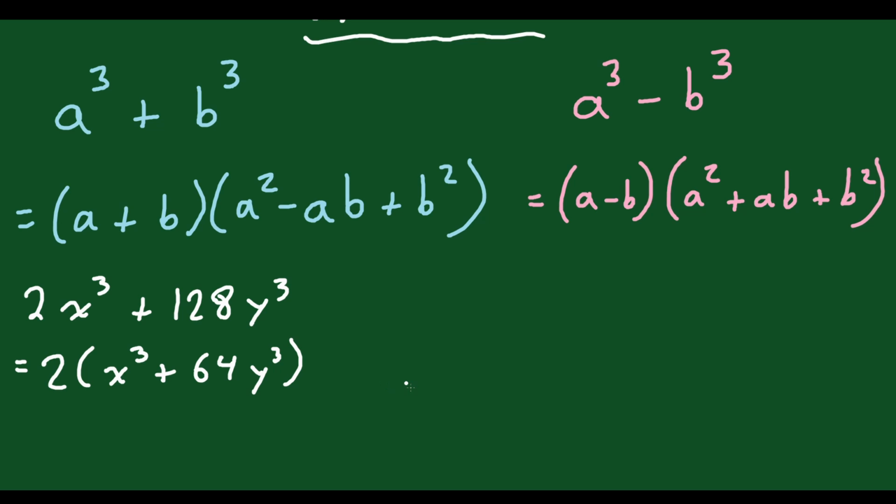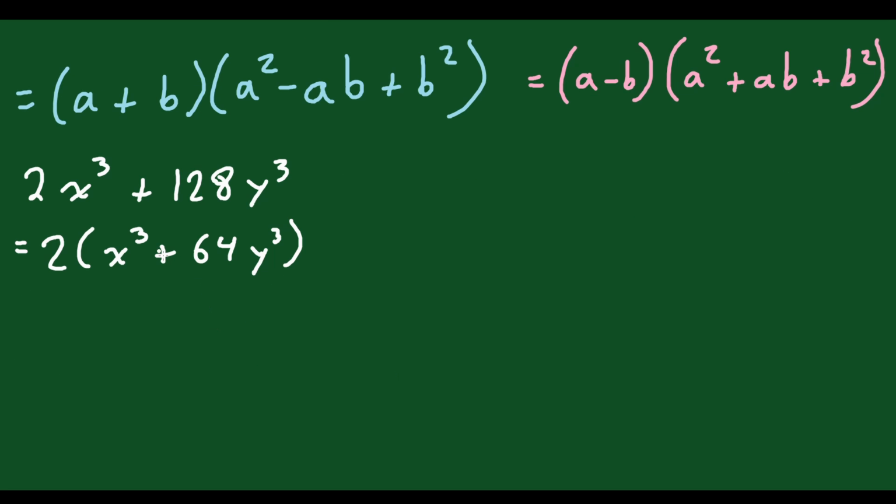Now, once you have that, you can distinguish which value is your a and which value is your b, right? You can say 2 and then x is your a, so x cubed, right? A cubed, plus, what's your b value? Well, it's going to be 4y, right? Because 4y cubed, right? 4y times 4y times 4y, you'll get 64y cubed. Okay? So if that's your a and that's your b, we can use this formula.